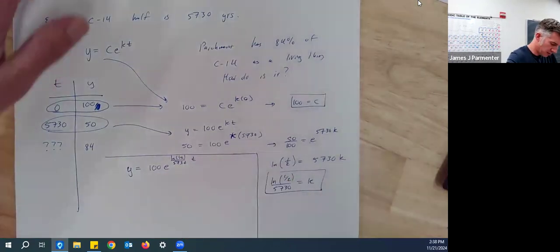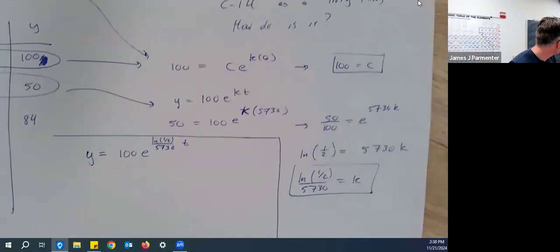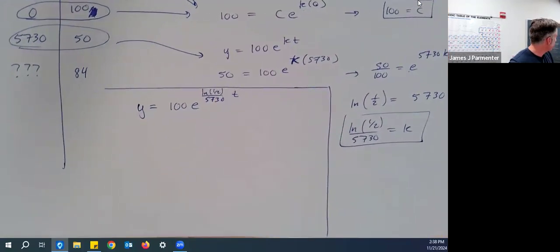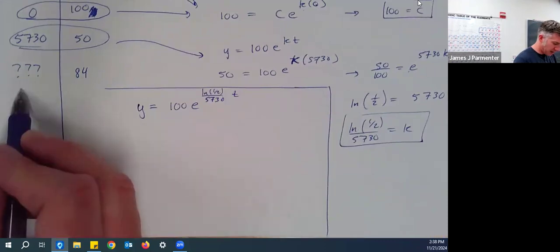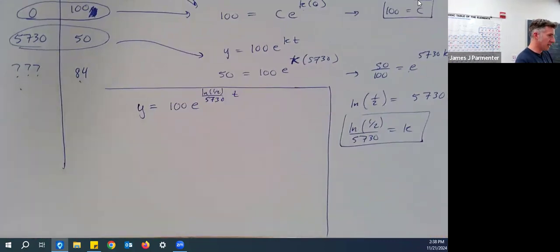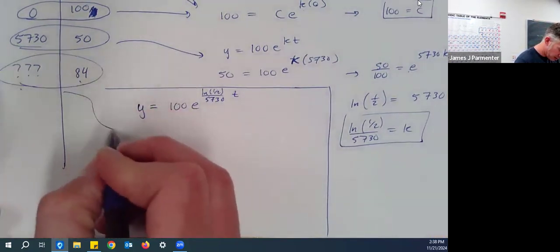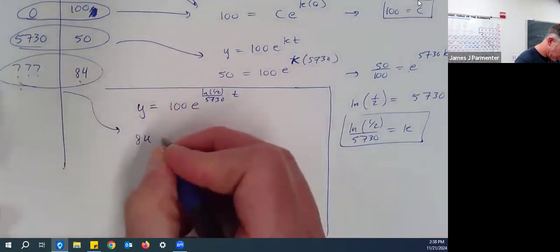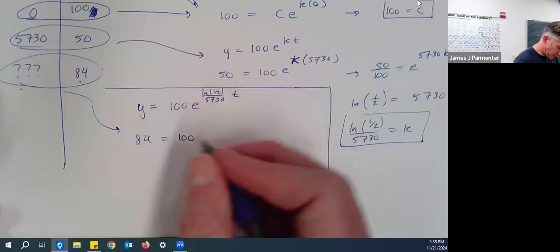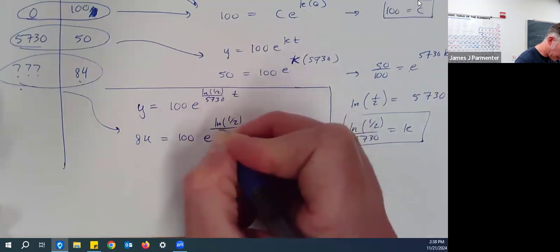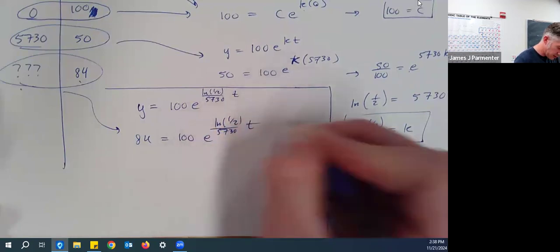It's kind of tiny there. Let me zoom in a bit. And now we finally can answer the question. How long does it take till we get to 84%? So we're going to set y equal to 84 and solve for t. So 84 equal to 100 e to the natural log of 1/2 over 5,730 times t.